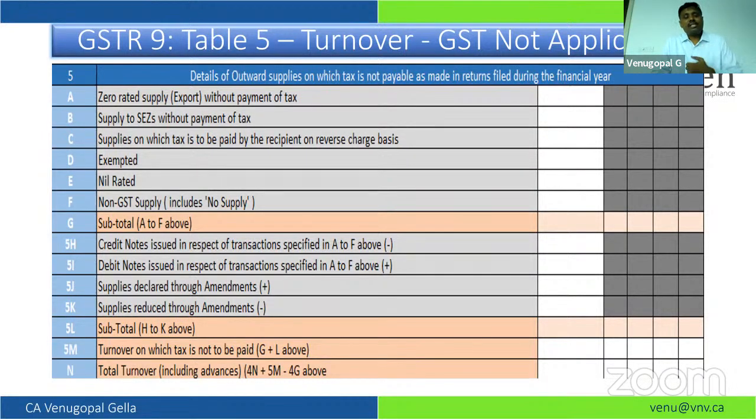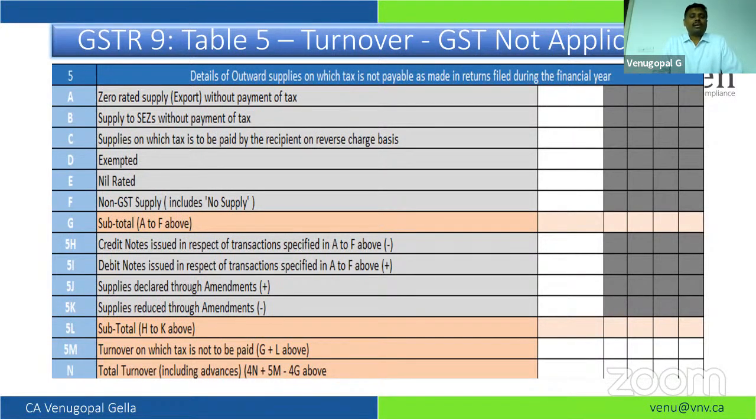So where your services are taxable in the hands of the recipient, you will be reporting all that turnover in your table 5, including exempted, nil and non-GST. Here the word non-GST would include no supply. So that means Schedule 3 transactions, which are neither supply of goods nor supply of service, would also get reported here. Section 9 subsection 2, supply of alcoholic liquor, and supply of petroleum products would get covered here.